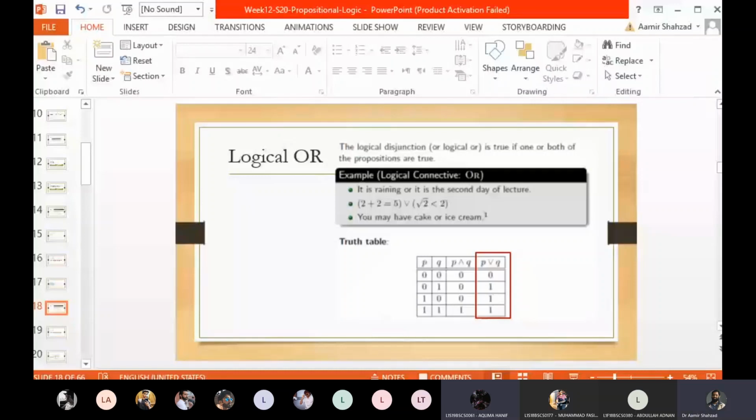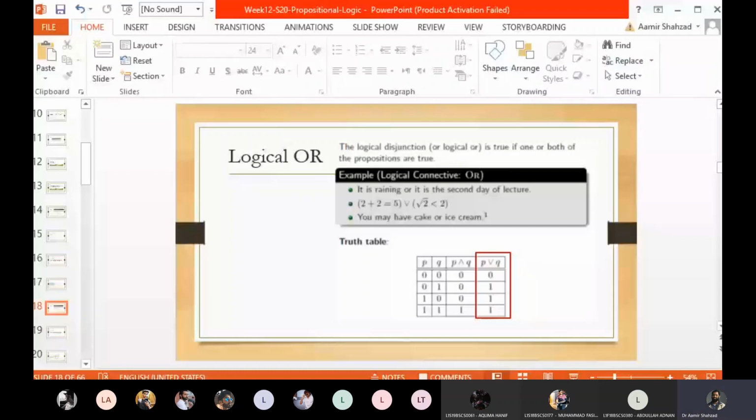जी जी. मतलब ये सेकंड डे ऑफ लेक्चर भी नहीं है और बारिश भी नहीं हो रही है तो then everything is false. Then it's false. For example, अगर हम अभी के देखें, so if someone comes and say it is raining or it is second day of lecture, हमें पता है कि बारिश नहीं हो रही है अभी और हमें ये भी पता है कि ये second day of lecture नहीं है. So of course the whole statement is false.